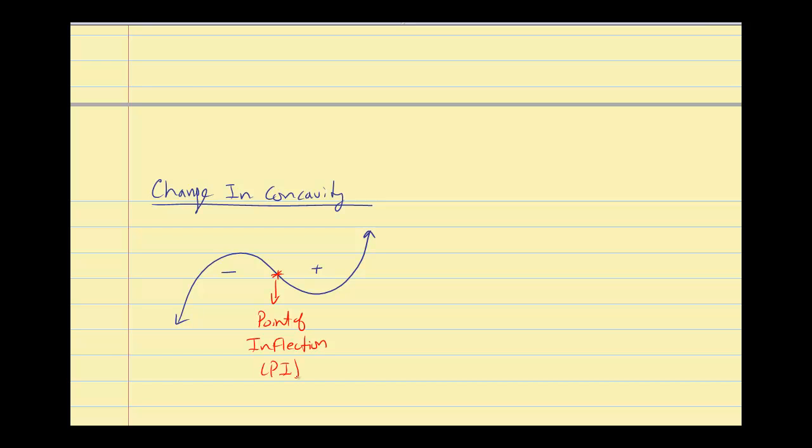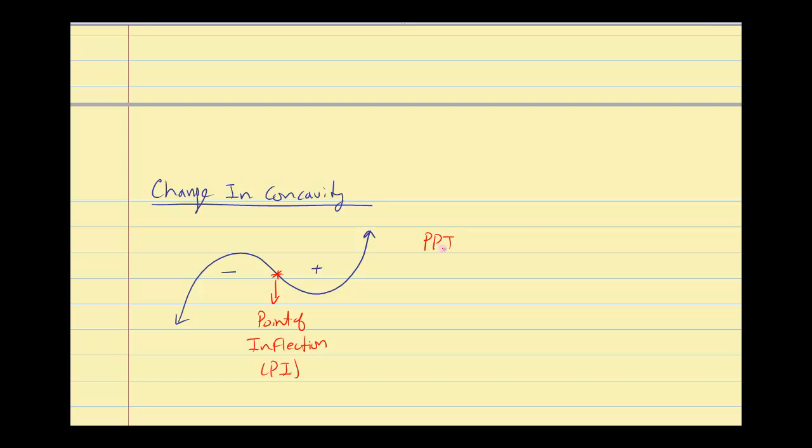Now again, the point of inflection is the point, and it actually can be a line as well, and we'll look at a graph like that in a moment, where a graph's concavity changes from positive to negative or negative to positive. Now how do we figure out what these points of inflection are?